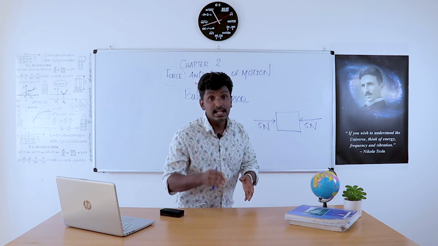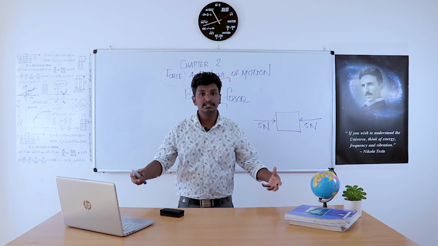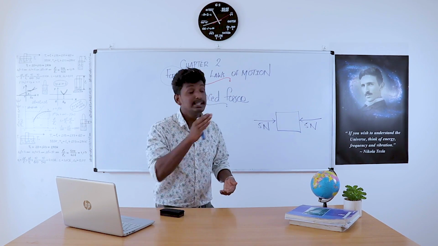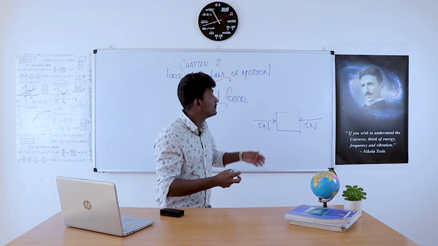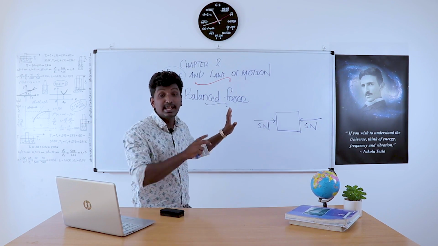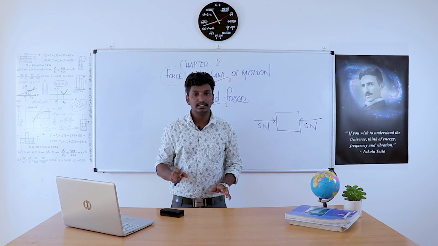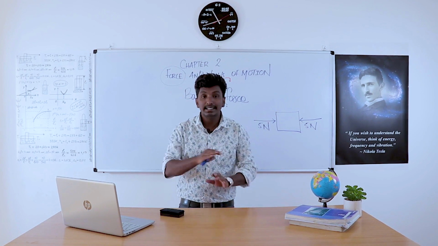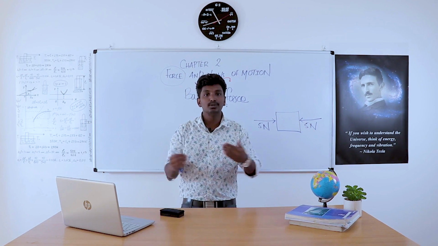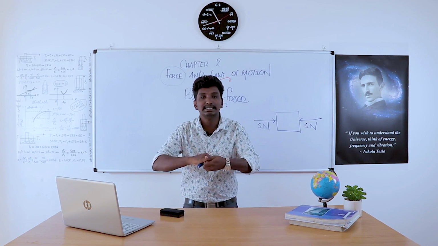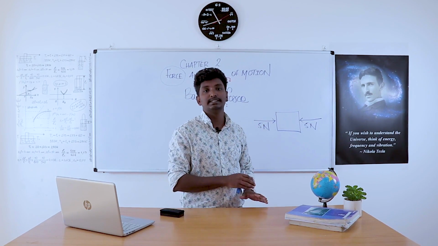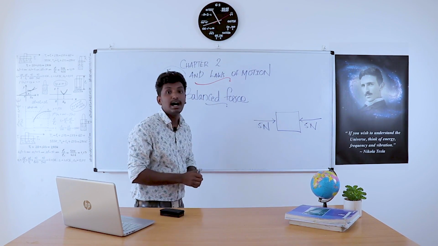If two forces act on an object in opposite directions with equal magnitude, then the object remains in its previous state. Such forces are called balanced forces. A balanced force cannot change the state of an object, whether rest or motion. It cannot change the state because we are applying forces of equal magnitude in opposite directions. They balance each other. Therefore, nothing will happen to the object. It remains in its previous state. Such forces are called balanced forces.